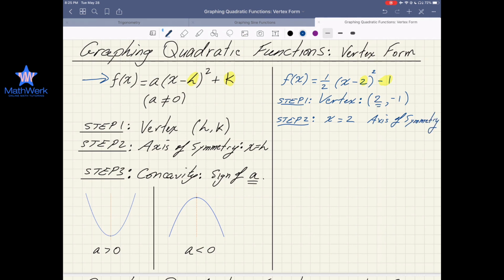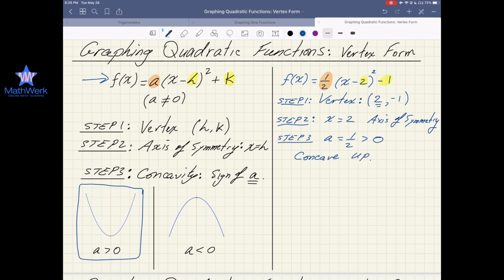Okay, great. In step 3, we're going to look at the sign of a. a is the number that is multiplied by the squared quantity. In our case, that number is half. And so a is equal to half, which happens to be positive. So in this case, the shape of the graph would look something like this. Okay, so let's consolidate all this information and say that it is concave up.